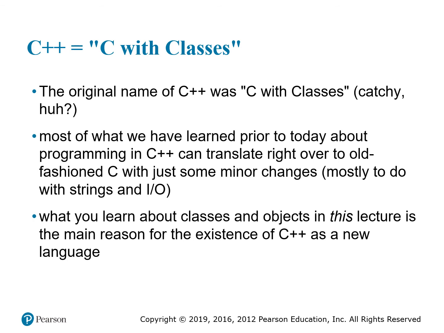What you learn about classes and objects in this lecture is the main reason for the existence of C++ as a new language. The people who created C++ strongly felt that they just couldn't do what they needed to do with a programming language unless you could add object-oriented programming to it, and that's why C++ was born.